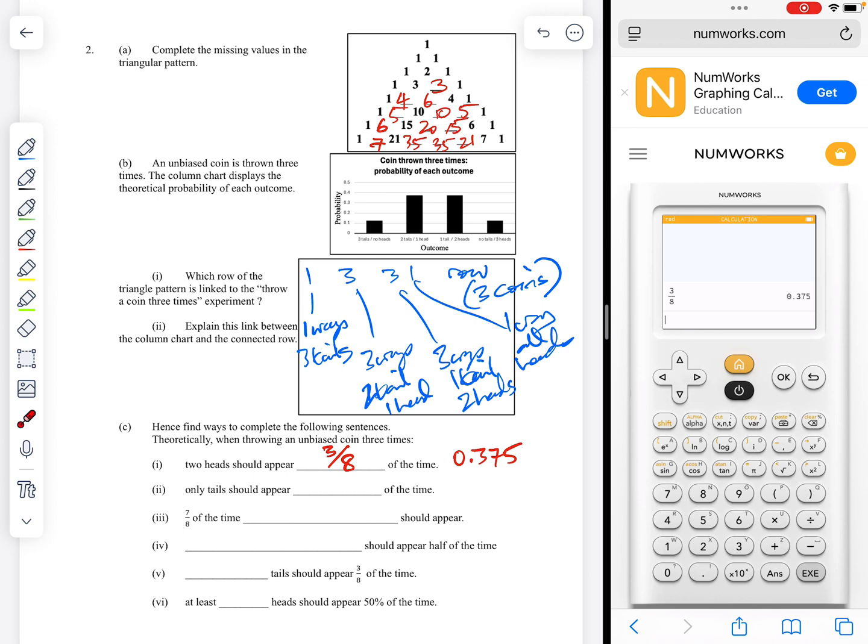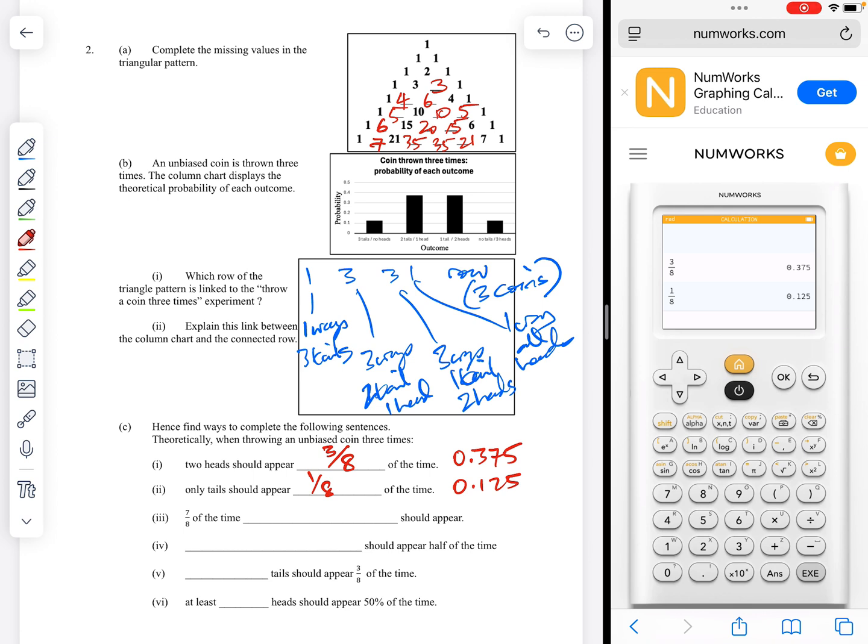Only tails. Only tails is just the one way. It's this one here, it's this one here, so it is 1/8 of the time. As a decimal, 1 divided by 8, and we get 0.125. It's switched. Now they're saying 7/8 of the time. So nearly all of the time.